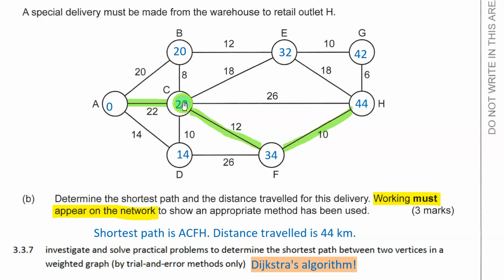And then we backtrack to get our route. So A, C, F, H, but that's using Dijkstra's algorithm, and of course that's not in the syllabus. And if they wanted it there, why don't they put it in instead of talking about trial and error methods? Anyway, we'd like it if the examiners read the syllabus from time to time.